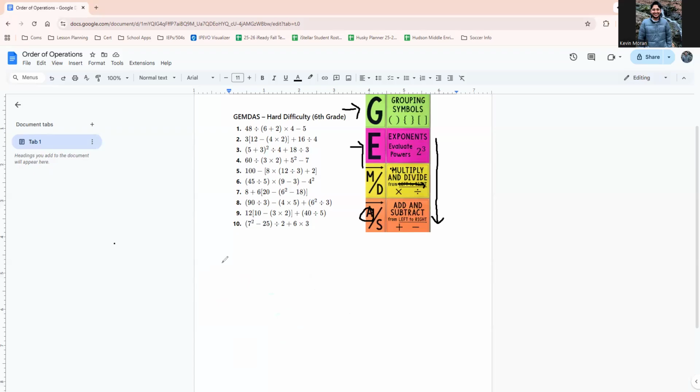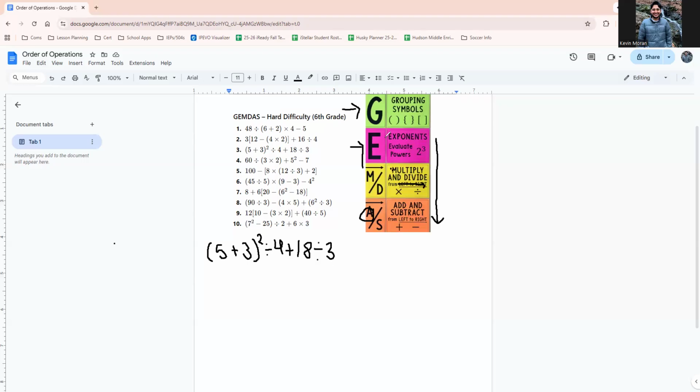Number 3 is parentheses 5 plus 3, and you can call this the quantity of 5 plus 3, squared, divided by 4 plus 18 divided by 3. Cool.